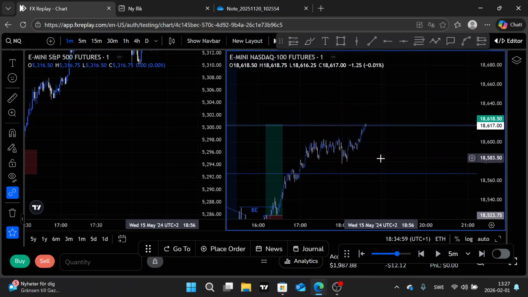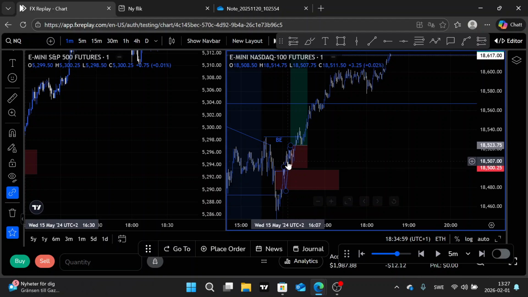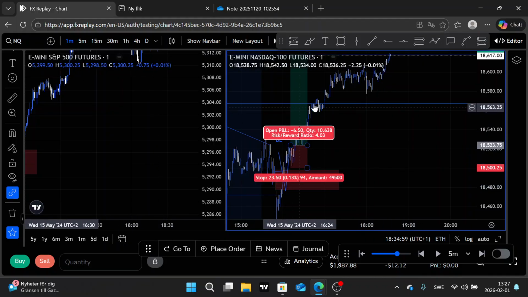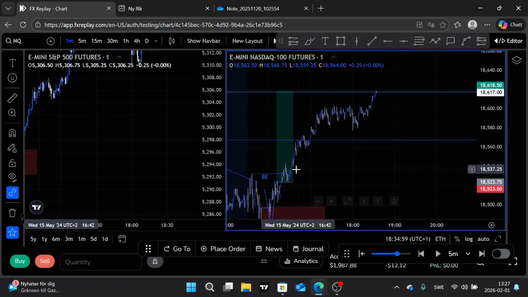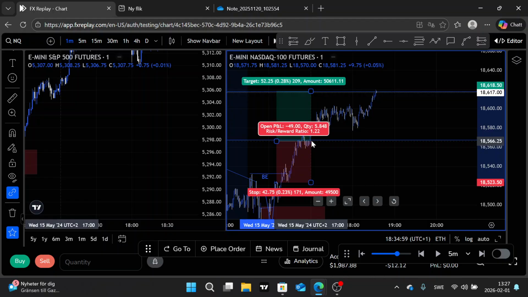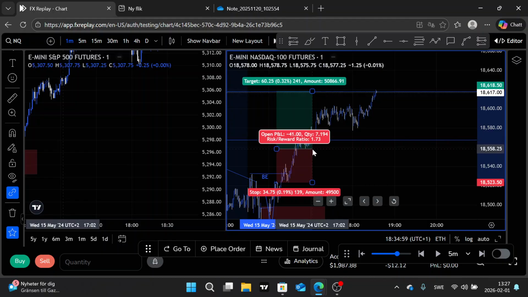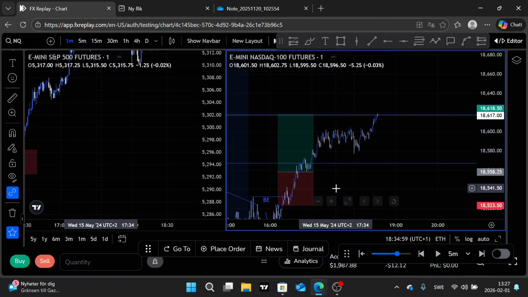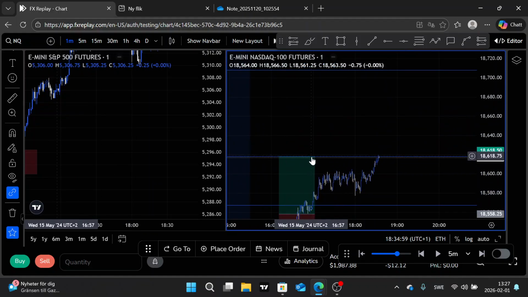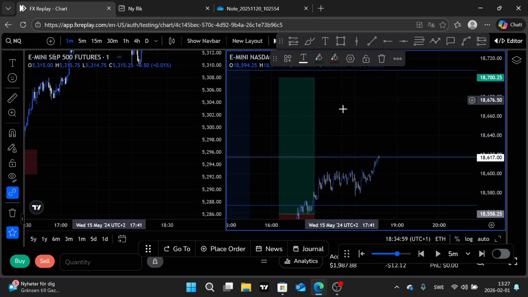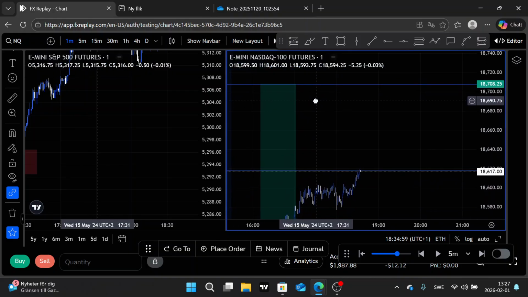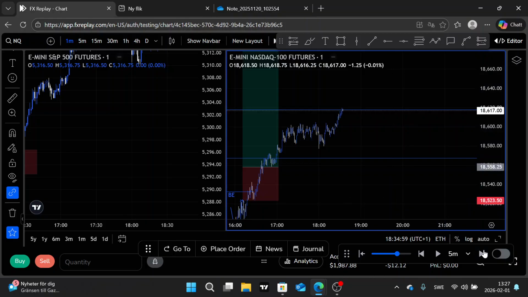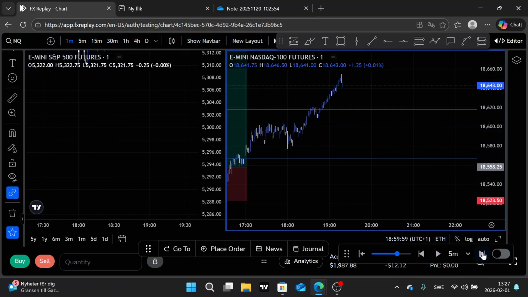There we go. Now I would move my stop loss right here, or maybe here to this low, and move my TP to where I wanted the price to go. And let's see what it does.